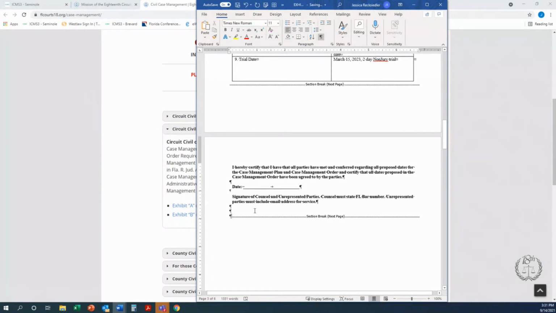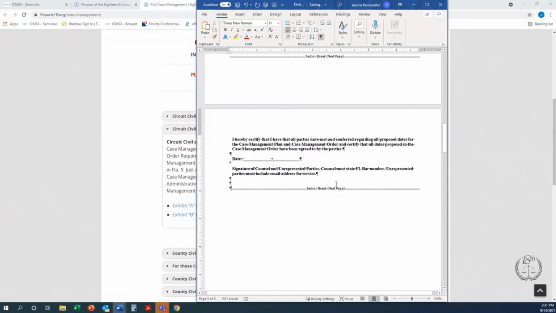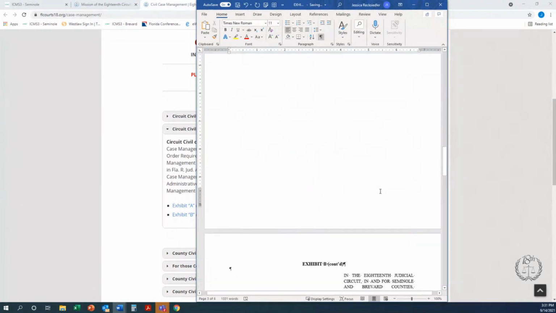All right. It indicates signature of counsel and unrepresented parties and are supposed to be signed. Counsel must put their Florida bar number. Unrepresented parties must include their email address for service. So at this point, both parties would sign it and date it.